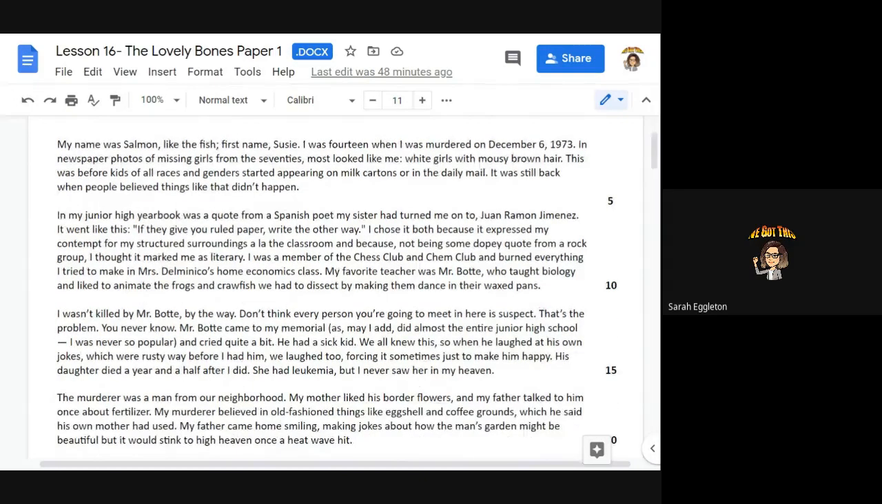Mr. Bott came to my memorial, as, may I add, did almost the entire junior high school. I was never so popular. And cried quite a bit. He had a sick kid. We all knew this, so when he laughed at his own jokes, which were rusty way before I had him, we laughed too, forcing it sometimes just to make him happy. His daughter died a year and a half after I did. She had leukemia, but I never saw her in my heaven.